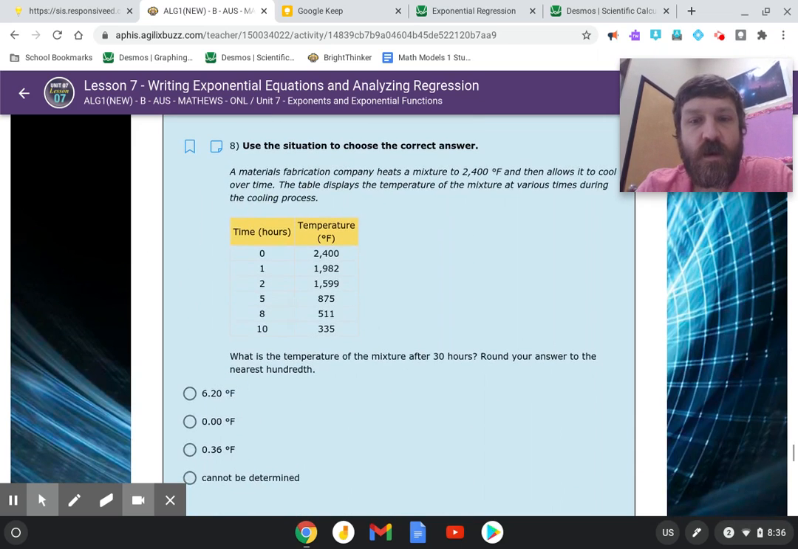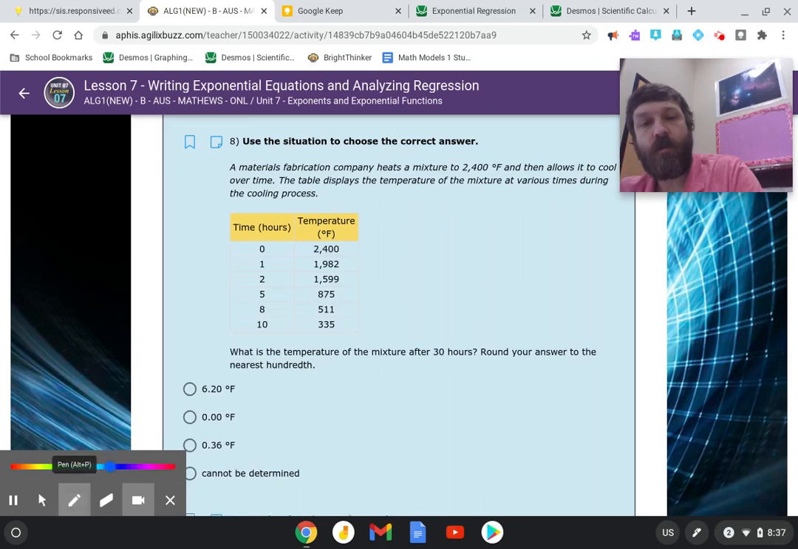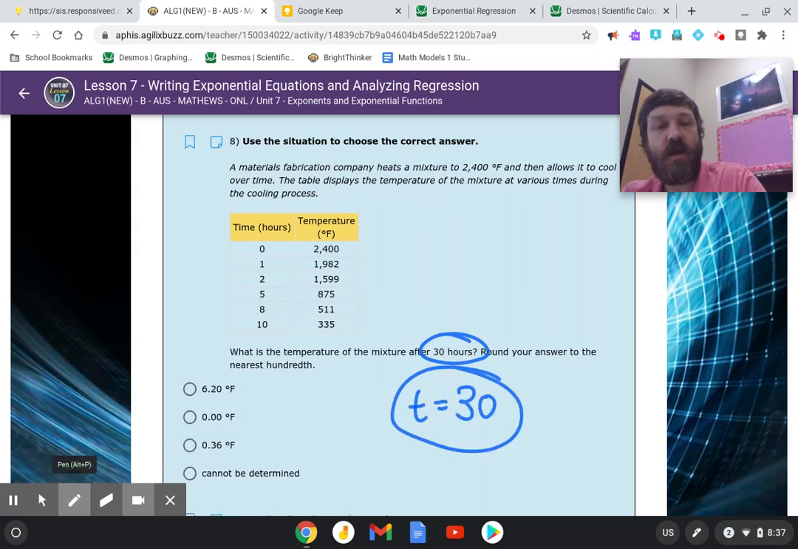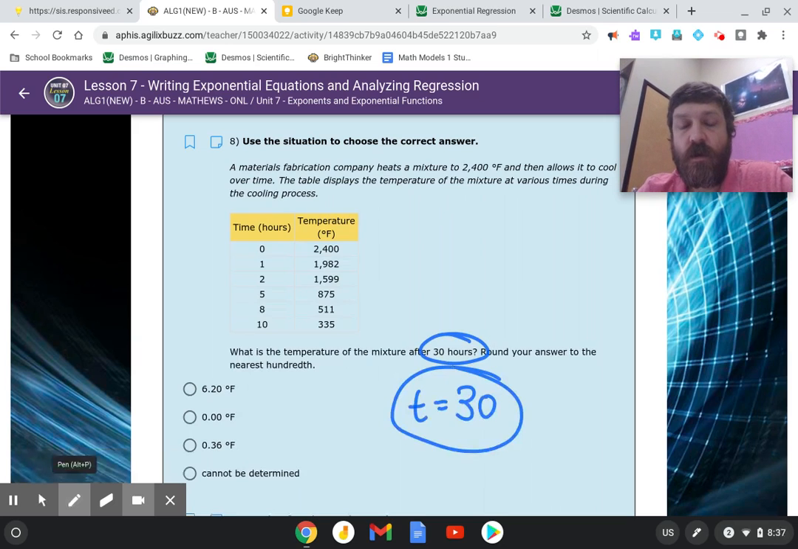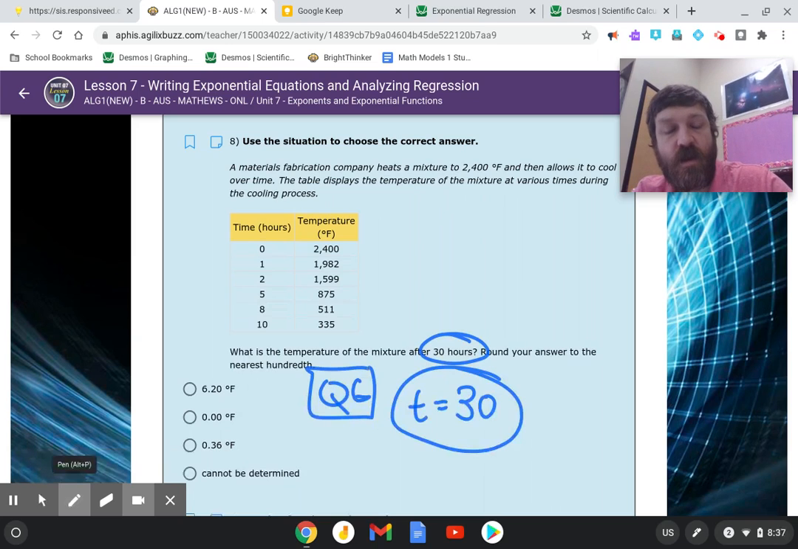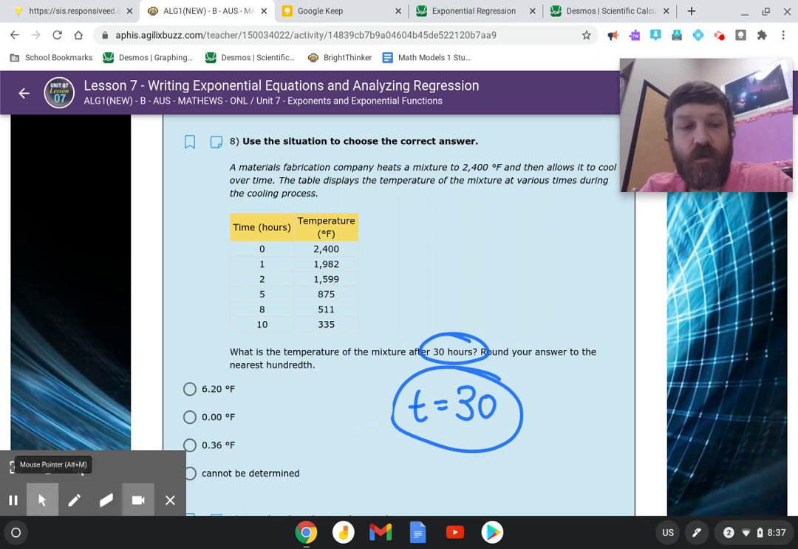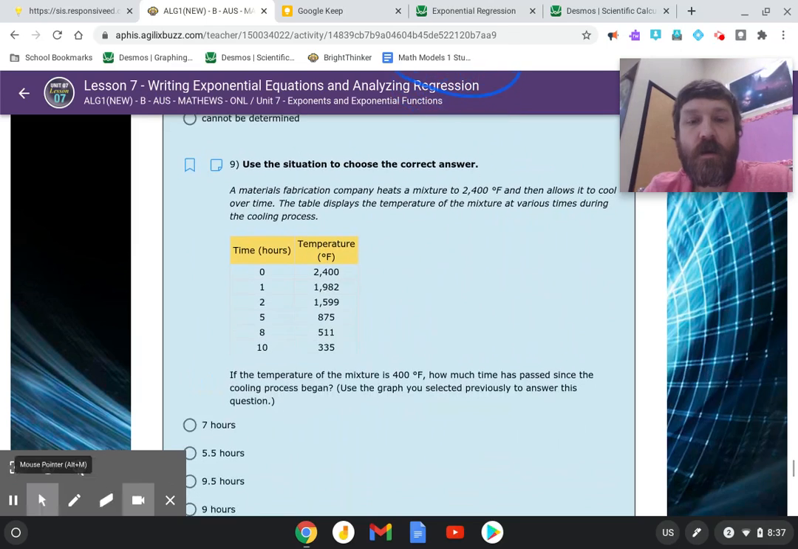It's pretty easy. Then it asks, what's the mixture after 30 hours? So that's when T equals 30. So again, take the equation from question number 6 and plug in 30 for T to find that value. Again, you're just plugging in and solving for the actual value. Pretty straightforward. More of the same.